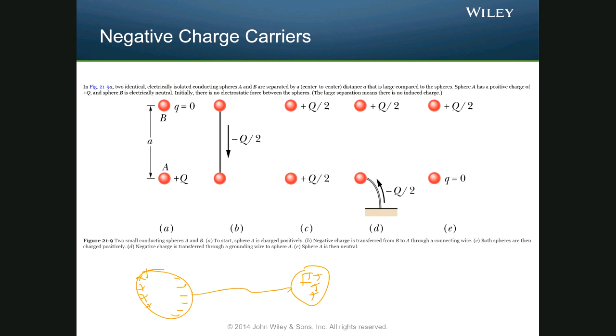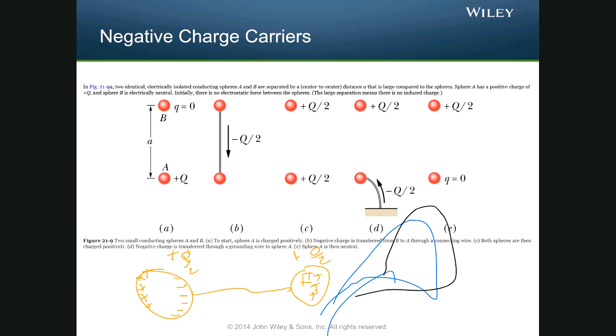But eventually the charges settle out, and you have positive Q over 2 and positive Q over 2. Now, when the charge here is Q over 2, and the charge here is Q over 2, ignore the stuff inside. When that happens, now the negative charges go, ooh, it's positive Q over 2, positive Q over 2. I'm okay. I'm not going to move. And that's what happens.